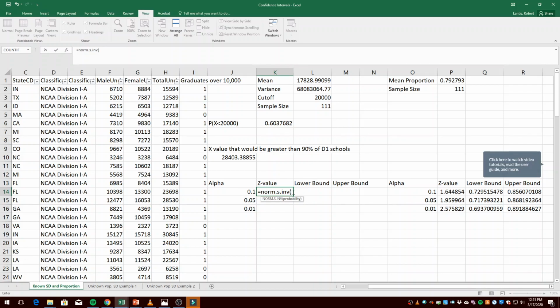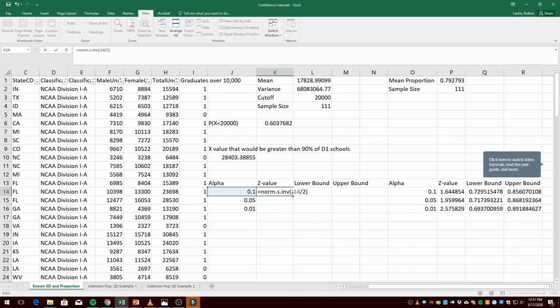So when we'd add them up, we'd have the alpha of 0.1. So what I'll do is I'll take my alpha value and I'll simply divide it by 2. Right? Now if I just do this, it's always going to look, this norm.s.inv always looks at the area to the left. So I'm saying, okay, what z-value would give me 0.05 to the left?